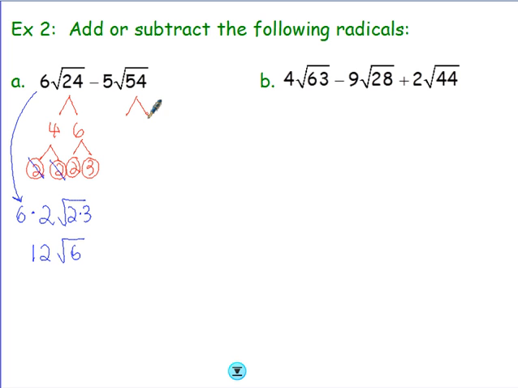54 is 6 and 9, 6 is 2 and 3, 9 is 3 and 3.